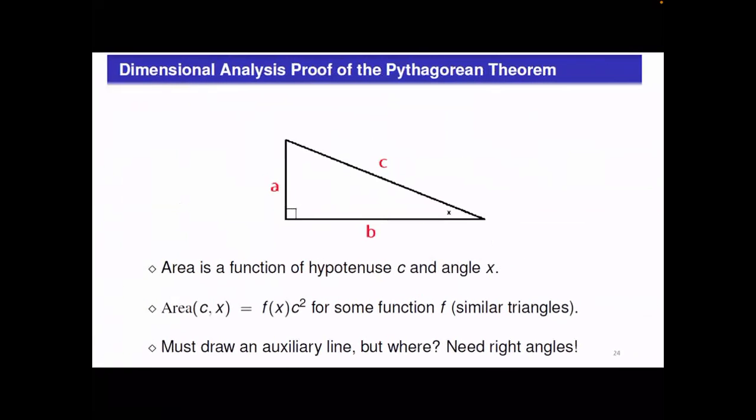Now, most good geometry proofs, as I told you, at some point have us drawing an auxiliary line. So we need right angles. Can anybody think of a way to draw a line here and get a right angle? Where should I draw a line from and how should I draw it?